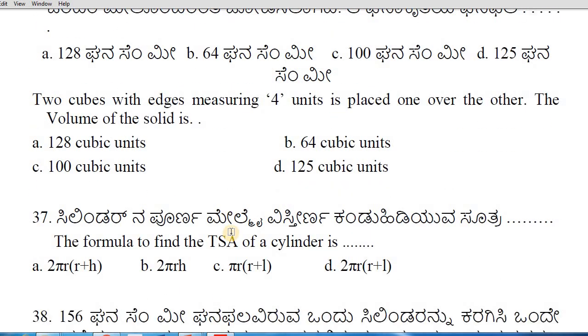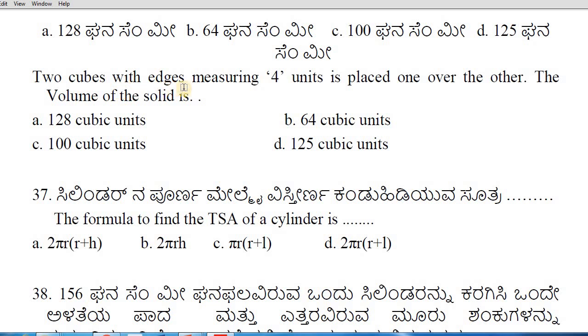Next, question number 36. Two cubes with edges measuring 4 cm units are placed one over the other. Means two cubes are placed one over the other. The volume of the solid is: 128 cubic units, 64 cubic units, 100 cubic units, 125 cubic units. See, when we place two cubes one over the other, a cuboid we will get. So there will be no change in the length.